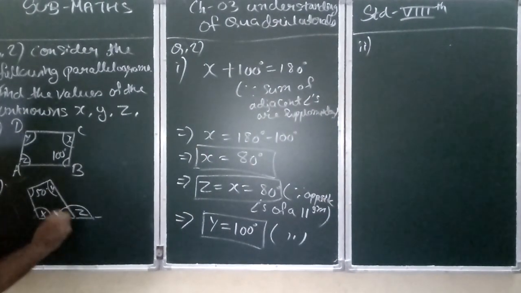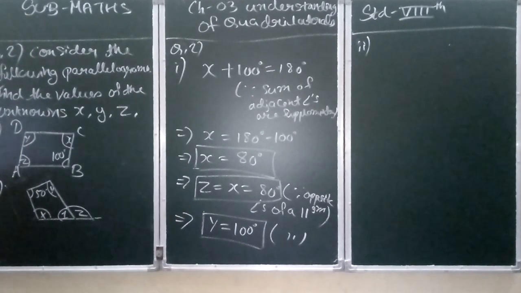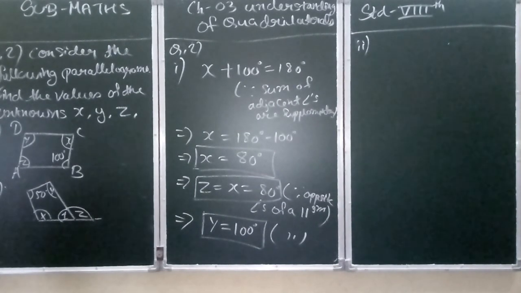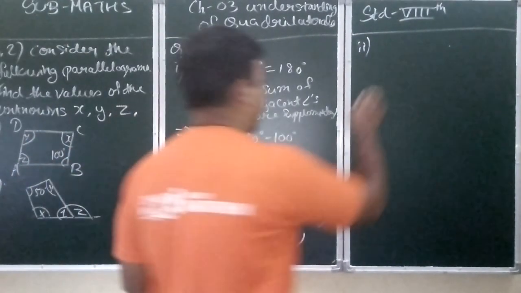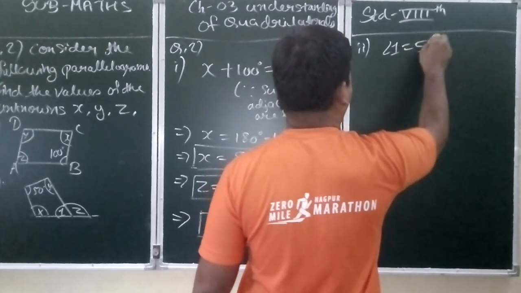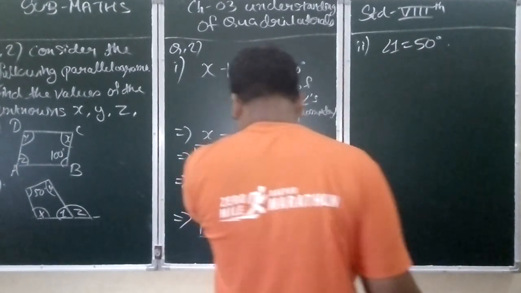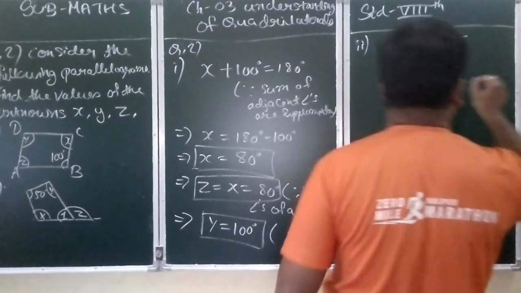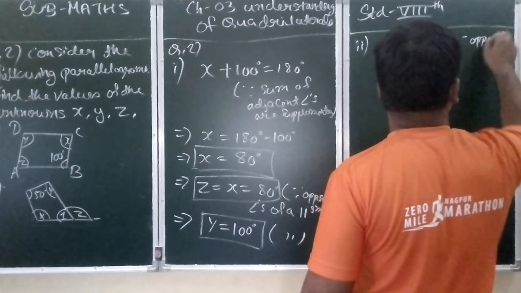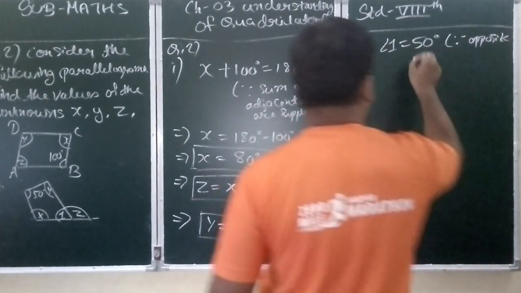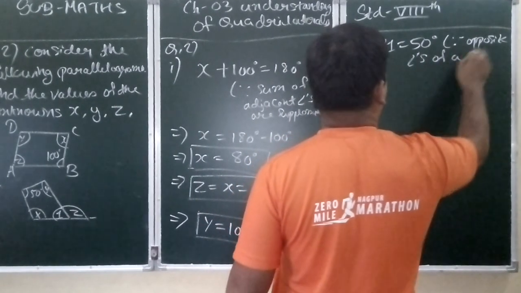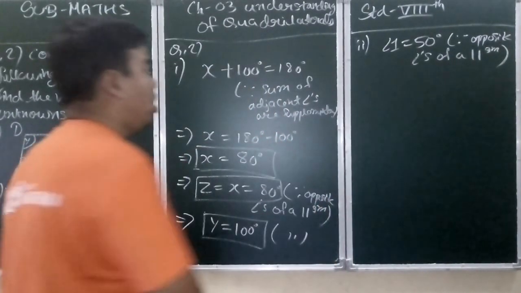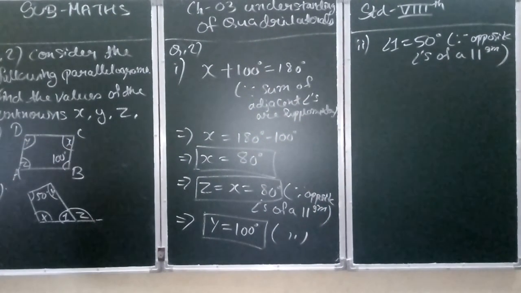Now the question number second. Here we have an angle 1. Find x, y, z. First of all, write angle 1. Angle 1 is equal to 50 degrees, opposite angles of a parallelogram.